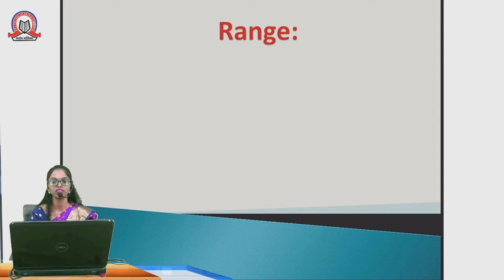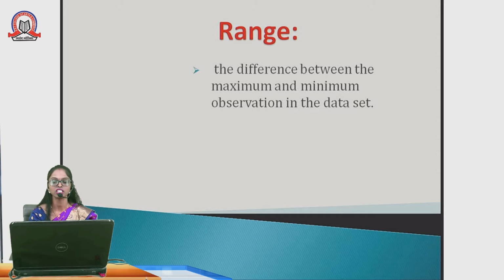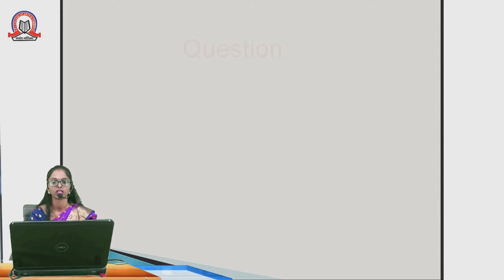Now we see the first type of absolute measure of dispersion. First one is range. Range is the difference between maximum and minimum observation in the data set. To find the range, we use the formula R is equal to H minus L. R indicates the range of the data, H is maximum value and L means minimum value.